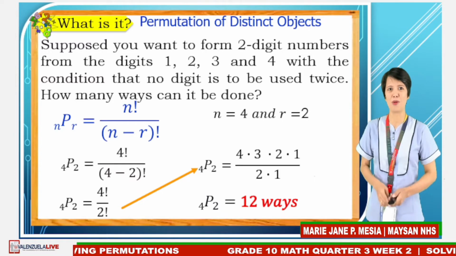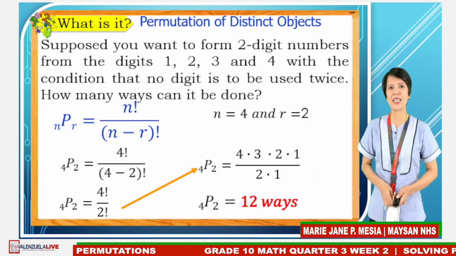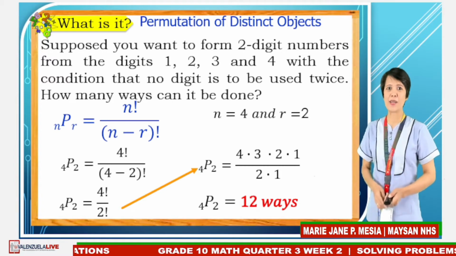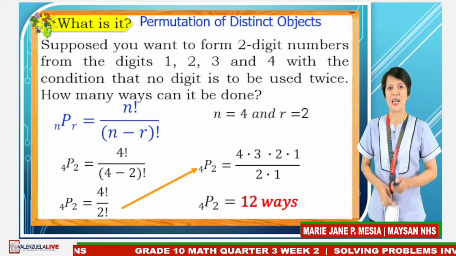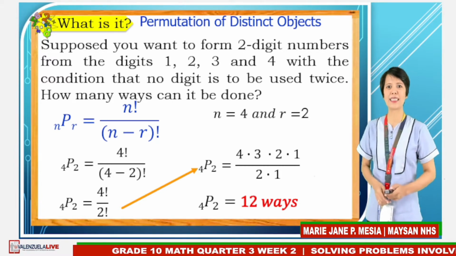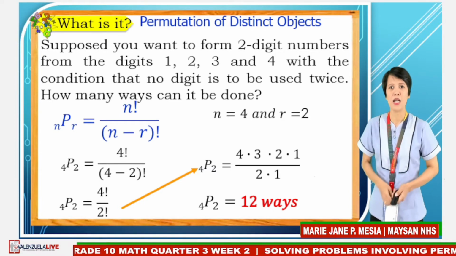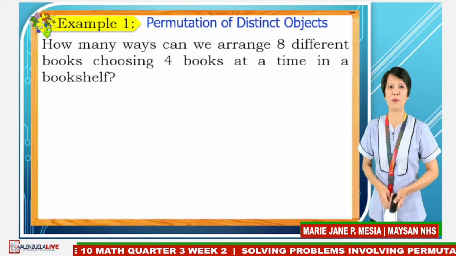There are 12 numbers formed when the 4 digits are arranged 2 digits at a time. And it's the same as our previous answer. Using the formula is the easiest, fastest, and most accurate compared to listing. So let us apply it in example number 1.